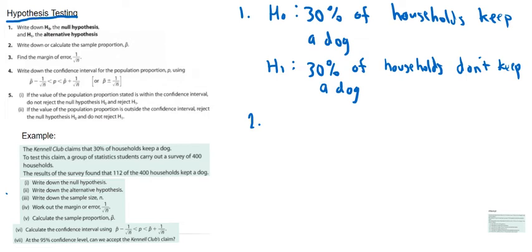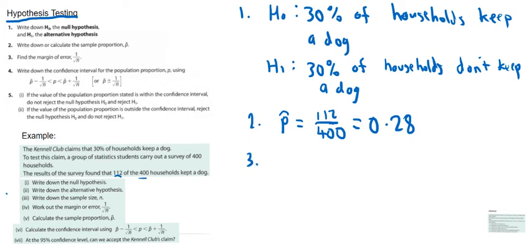If we move on to step 2 here then, write down or calculate the sample proportion. So sample proportion is denoted like this. So it's P with a little dash over it. So this is something that hopefully you've seen before. Well, it says that the results of the survey found out that 112 of 400 households kept a dog. So 112 out of 400. And if you put that into a calculator, then it tells us it's 0.28. Okay, so that's the sample proportion.